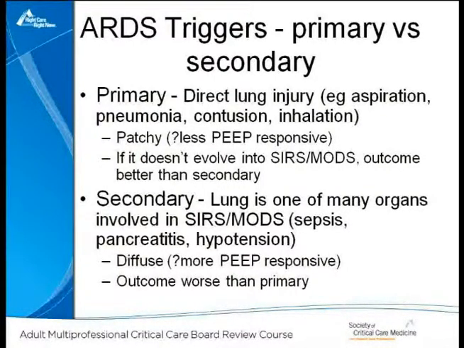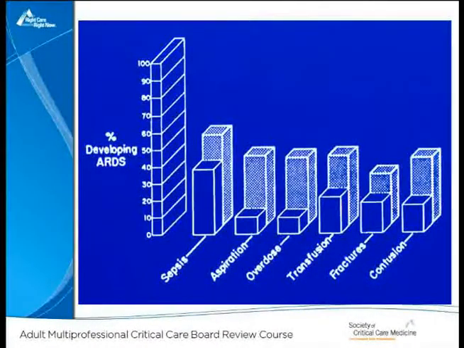inflammatory process. So here the lung is one of many organs involved, and classic examples, of course, are sepsis, pancreatitis, and severe hypotension from any cause. This is generally a more diffuse process, and it is sometimes thought to be more PEEP responsive. The outcome, as I say, is worse than primary.